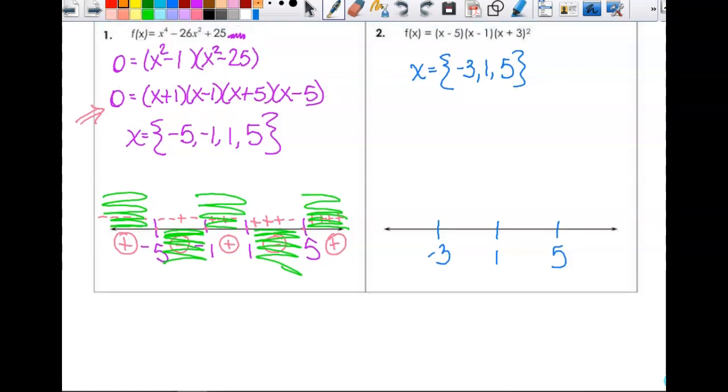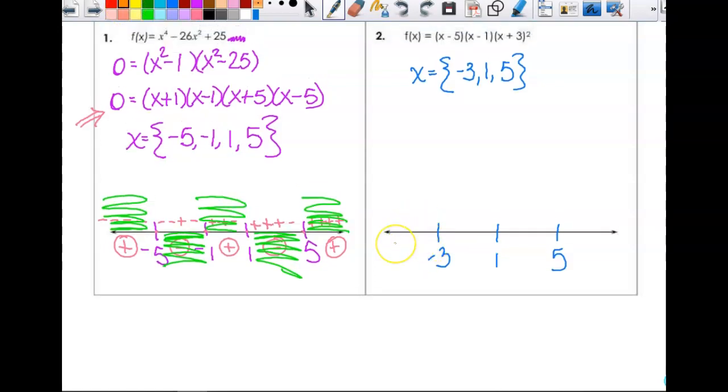So I'm going to use -4, I think here. -4 in here is negative.